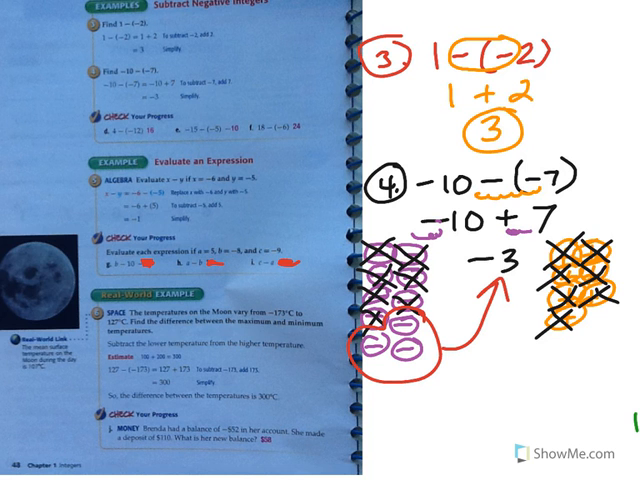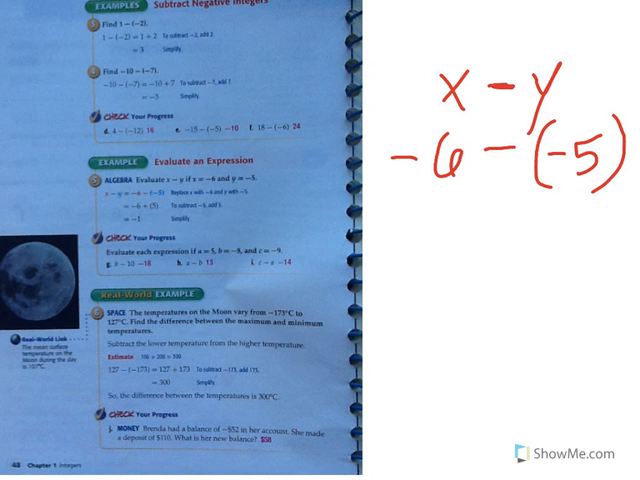For the algebra portion of the lesson, it says evaluate an expression. Evaluate x minus y if x equals negative 6 and y equals negative 5. So x minus y, x is negative 6, minus y, which is negative 5. That minus sign is already there. The y is negative 5, so what I then have is a minus and a negative, which is a plus. Negative 6 plus 5 is negative 1.